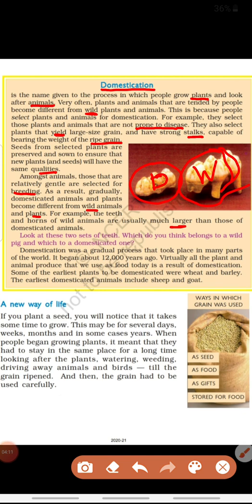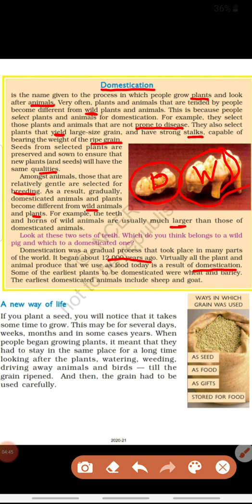and this set of teeth belongs to the domesticated pig. Domestication was a gradual process that took place in many parts of the world. It began about 12,000 years ago. So, domestication started 12,000 years ago. Virtually all the plant and animal produce that we use as food today is a result of domestication. So, whatever we eat today, children, the plants, whichever we get, those are the product of domestication only.